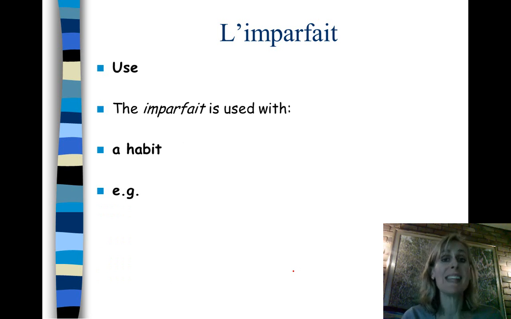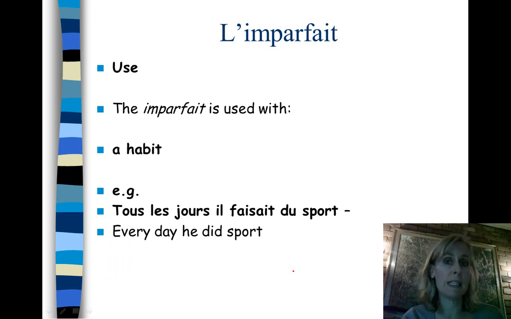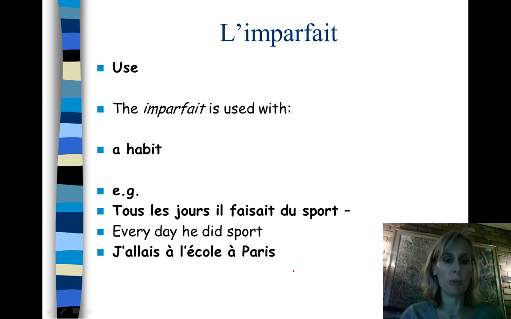The second use is a habit, something that we used to do, that we kept on doing, and again that was incompleted. So let's have a look at some examples. Tous les jours, il faisait du sport. Every day he did sport. Now, tous les jours is a dead giveaway. If you ever see every day, you know it's a habit, you know it's going to be the imperfect. Every day he did sport.